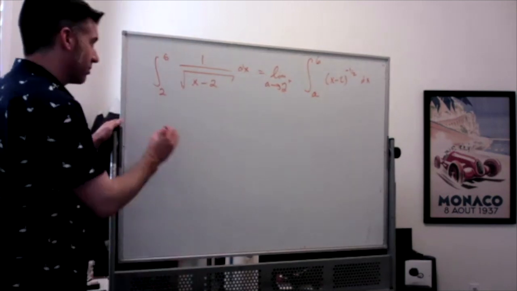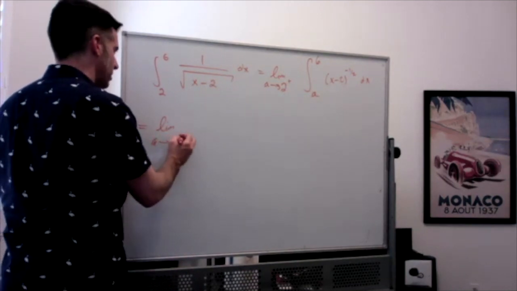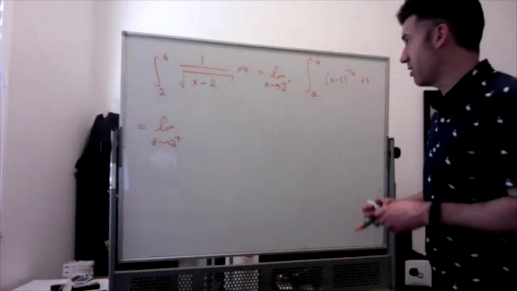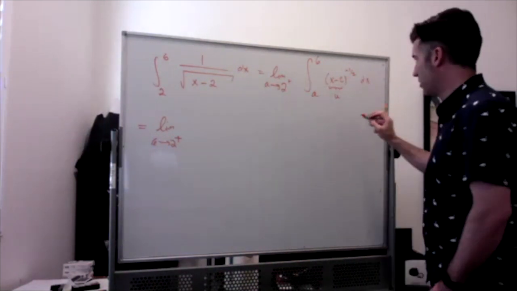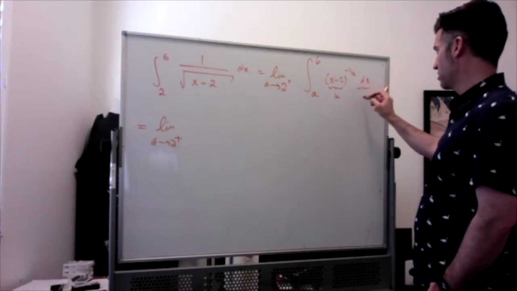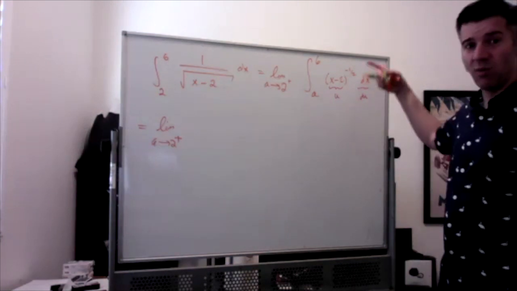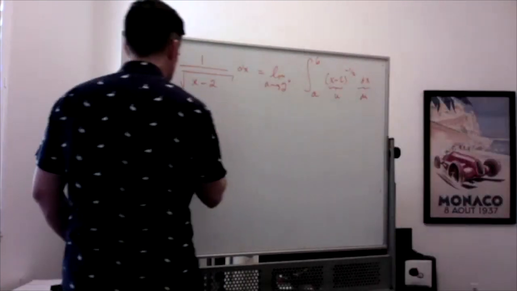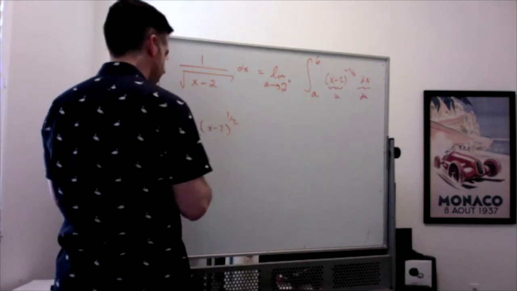So we're going to integrate. So the limit as a approaches 2 from the right of the integral of x minus 2 to the -1/2. So what I'm really doing here that I'm not writing down is I'm treating this like a u substitution. If u is equal to x minus 2, then my du is just dx. So I know how to integrate u to the -1/2. It's u to the 1/2 divided by 1/2, which is just 2 times u to the 1/2.